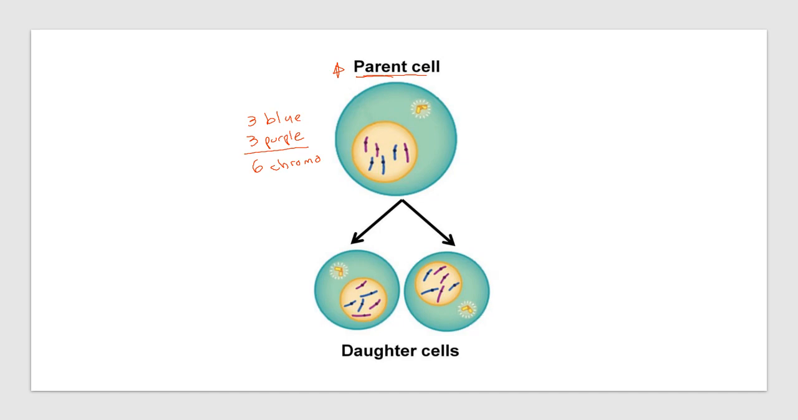2 daughter cells. So it's 1 parent cell, and you end up with 2 daughter cells, right? And these 2 daughter cells are going to be genetically identical. Why? Well, look at this. This daughter cell over here is going to have how many blue chromosomes? 3 blue chromosomes, 3 purple, for a total of 6 chromosomes.